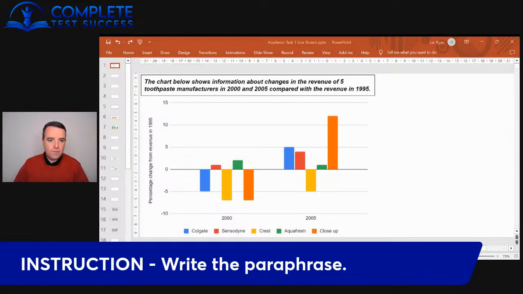So that's basically what we're doing. Obviously, you need some time to write the paraphrase. So write the paraphrase, share it with me in the comments, and then I'll have feedback for you.